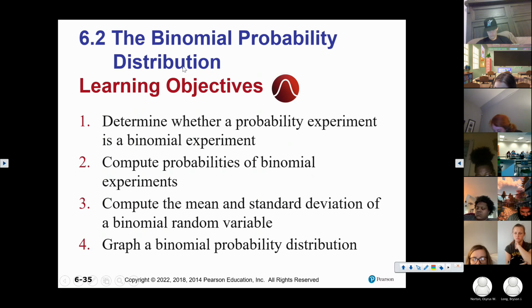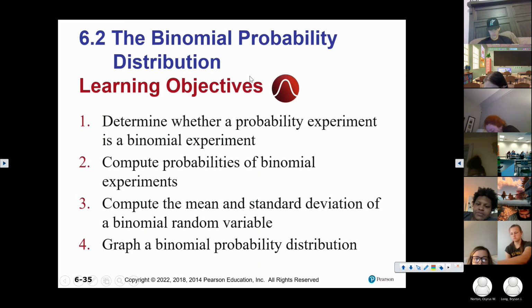All right, so the binomial probability distribution: N, P, and X. Write that down, N, P, and X. N is always your largest number. P is always your percentage or your probability. And X is always the what-if.